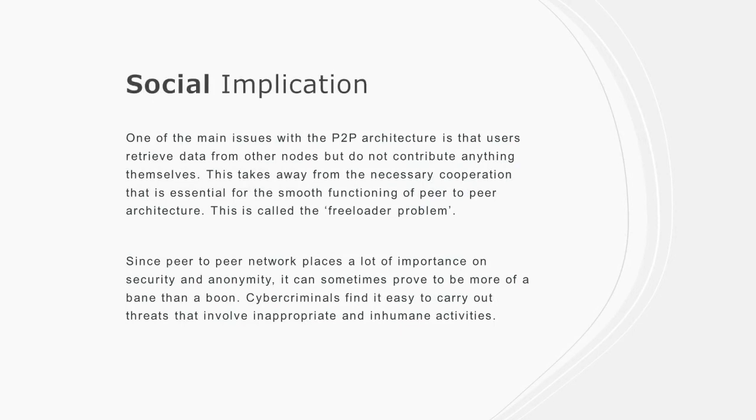And lastly, in my explanation, are social implications. One of the main issues with the peer-to-peer architecture is that users retrieve data from other nodes but do not contribute anything themselves. This takes away from the necessary cooperation that is essential for the smooth function of peer-to-peer architecture. This is called the freeloader problem. Since peer-to-peer networks place a lot of importance on security and anonymity, it can sometimes prove to be more of a bane than a boon. Cybercriminals find it easy to carry out threats that involve inappropriate and inhuman activities.